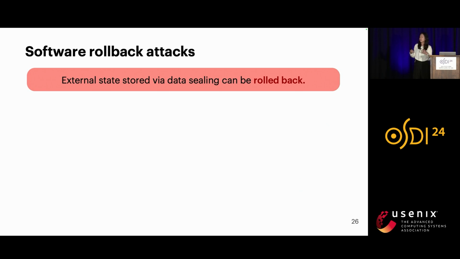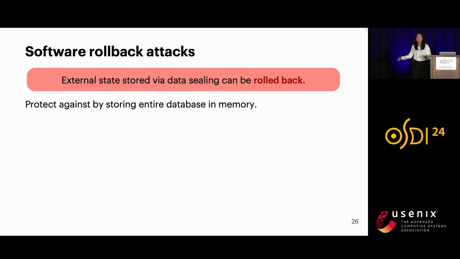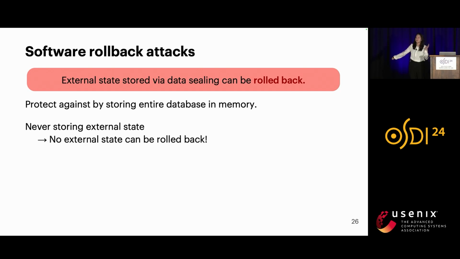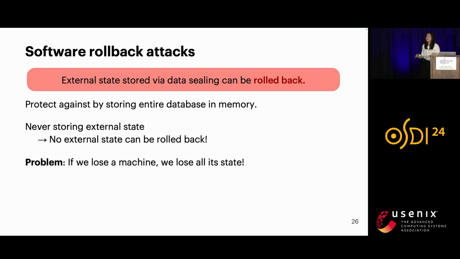So data sealing is this enclave mechanism in which you can persist state in the enclave outside of the enclave. And you can easily roll this back by restarting the enclave and feeding it old state that it persisted. We protect against this by just storing the entire database in memory. So if you never store external state, there's no external state to roll back. The problem here is that now your database is inside memory, and that's volatile. So if your machine falls over, you lose your database, and that's not great if you're trying to provide a service.